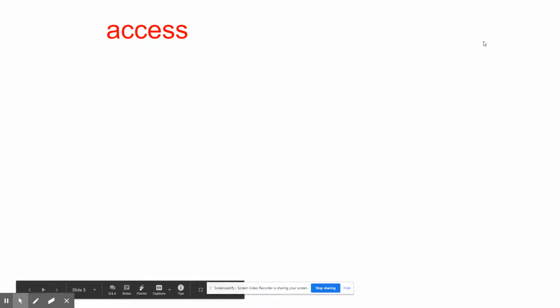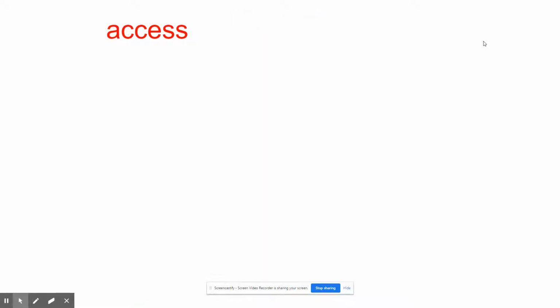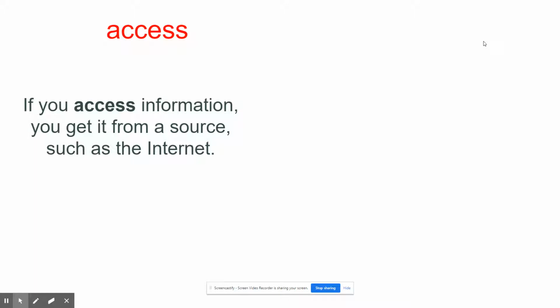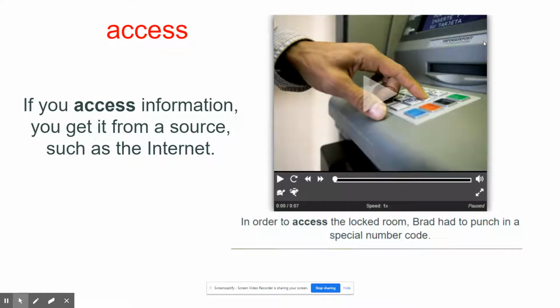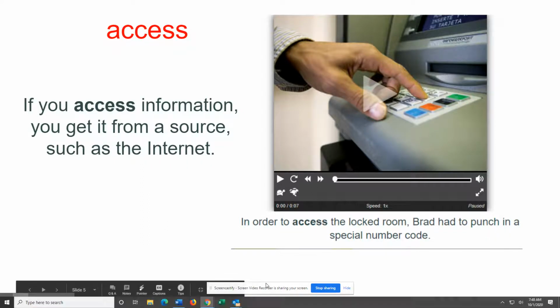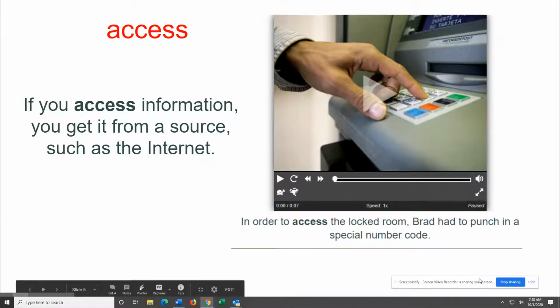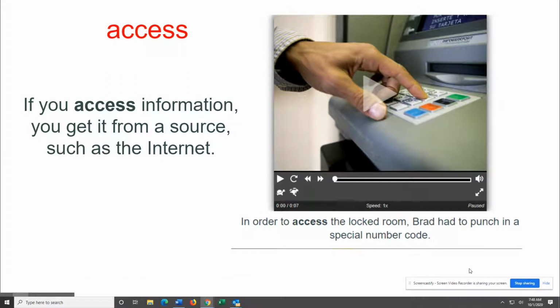Okay, so today we're going to go over our vocabulary words, and the first one is access. If you access information, you get it from a source such as the internet. In order to access the locked room, Brad had to punch in a special number code. So think about a time. Access means you're able to get into something. You have access to get there.